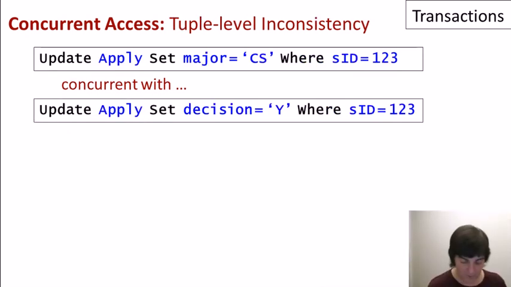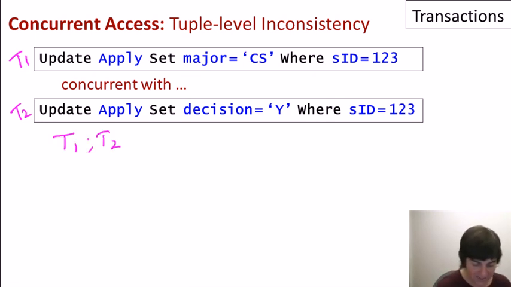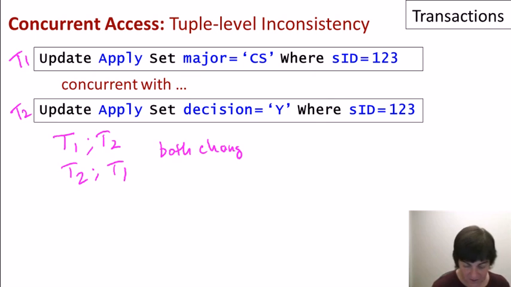Here's our second example. In this case, the first client was modifying the major of student 1, 2, 3 in the apply table, and the second was modifying the decision. And we saw that if we allowed these to run in an interleaved fashion, it would be possible that only one of the two changes would be made. Again, with serializability, we're going to get behavior that guarantees it's equivalent to either T1 and then T2 or T2 and then T1, and in both cases, both changes will be reflected in the database, which is what we would like.